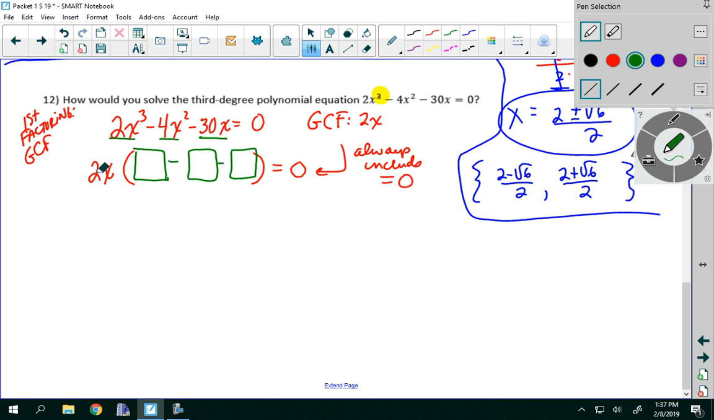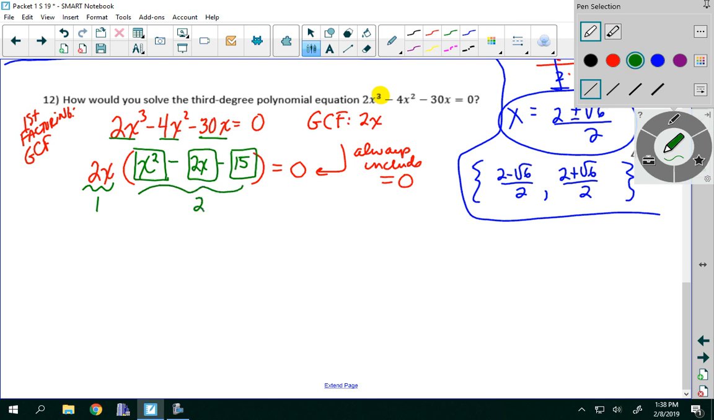So you can ask yourself, what would I have to multiply 2x by to get 2x cubed? And hopefully you can see just x squared, since 2x times x squared would give you 2x cubed. Similarly, what do you multiply 2x by to get 4x squared? And your answer is 2x, 2x squared. Notice I've just brought down the same exact sign. The sign of the operation here is subtraction. And then 2x times 15 will give me 30x. So now I have factored that first equation into two factors. Here's factor 1, and this whole thing is factor 2.